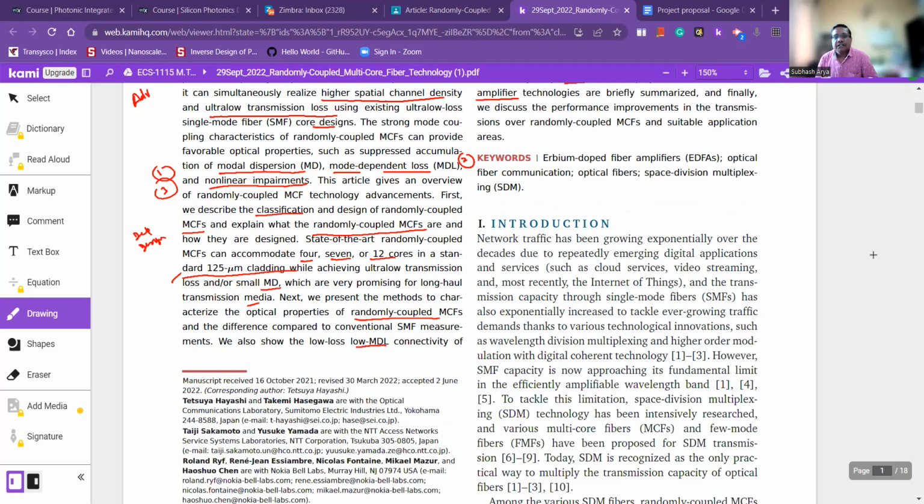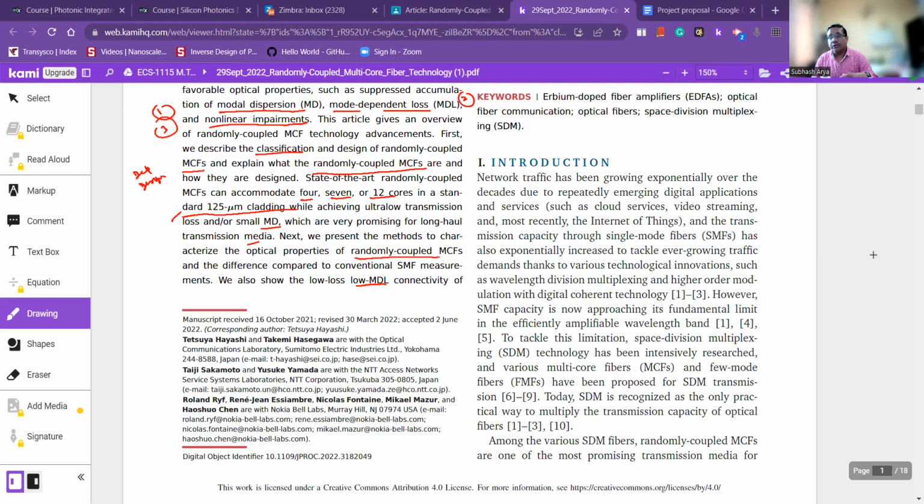Introduction. Network traffic has been growing exponentially over the decades due to repeatedly emerging digital applications and services such as cloud services, video streaming, and most recently the Internet of Things, that is called IoT. And transmission capacity through single mode fiber has also exponentially increased to tackle ever-growing traffic demands thanks to various technological innovations such as wavelength division multiplexing and higher order modulation with digital coherent technology.